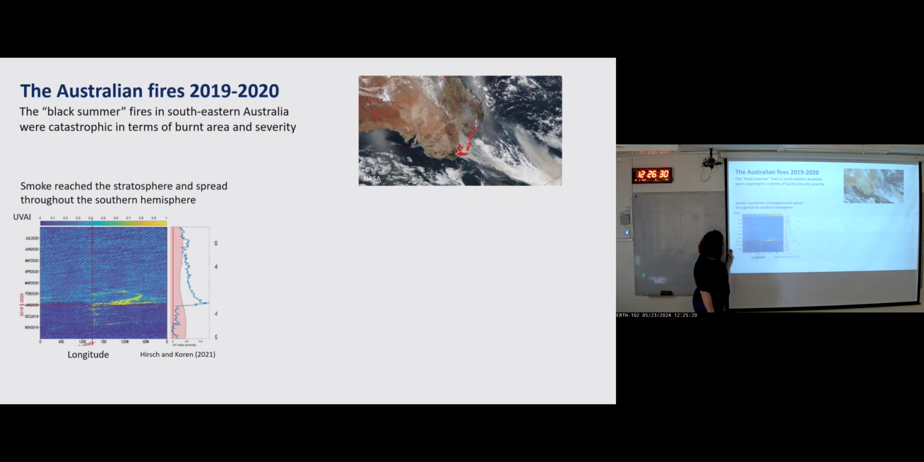They showed, it's not really seen here, the UVAI, the UV aerosol index, showing aerosols that are only located in the stratosphere or upper troposphere. This is longitude here and this is time, sorry about the labels. You can see that after the fires occurred, there's a change in the UVAI in the whole southern hemisphere. The smoke spread and actually affected the entire southern hemisphere.